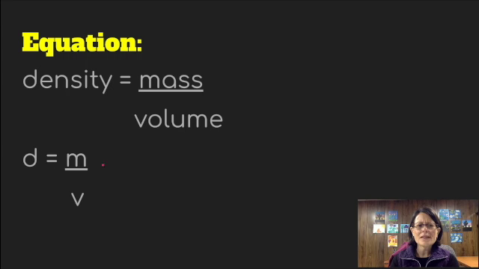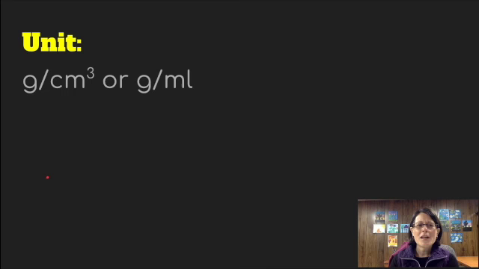So density, I said, is a characteristic property, but look over here. Mass and volume are non-characteristic properties that are used to find density. The units for density are grams per cubic centimeter or grams per milliliter. It's basically mass divided by volume units.